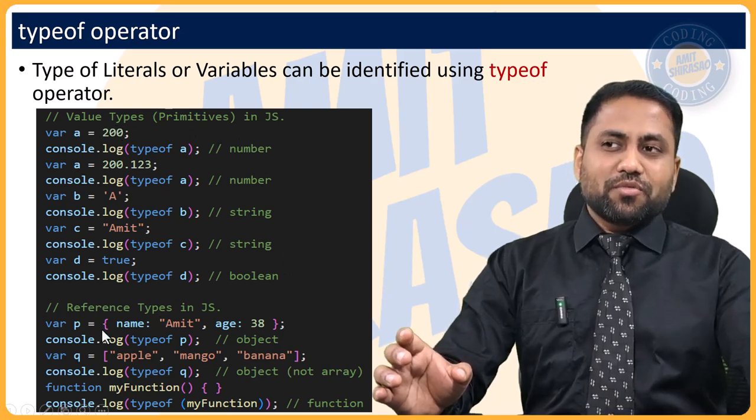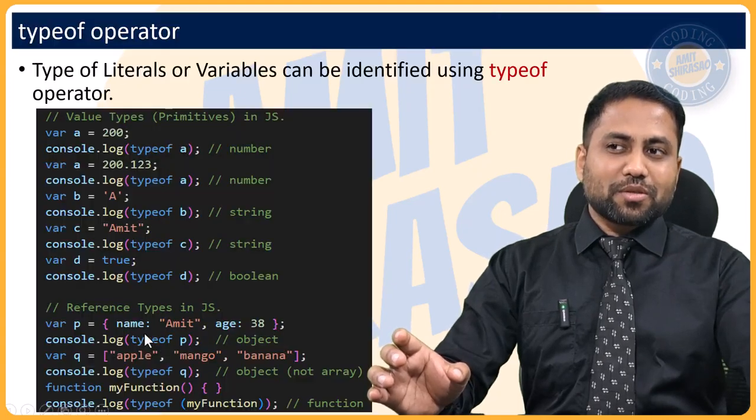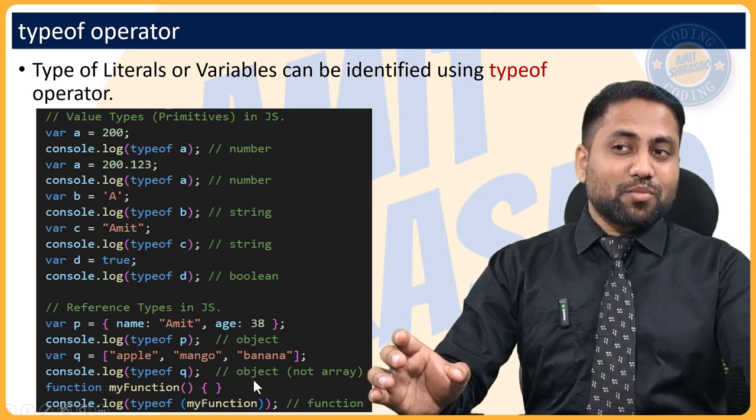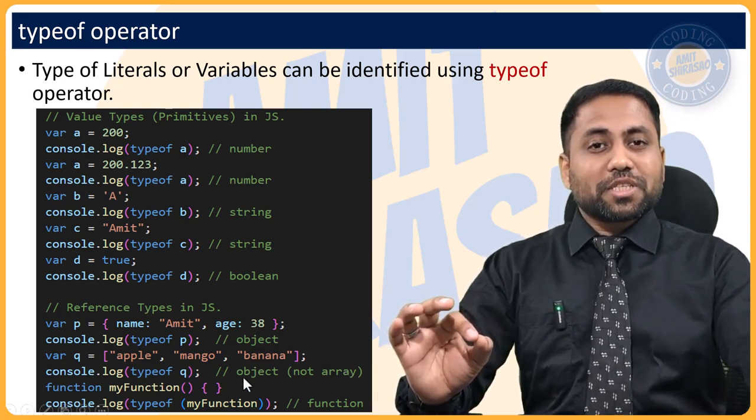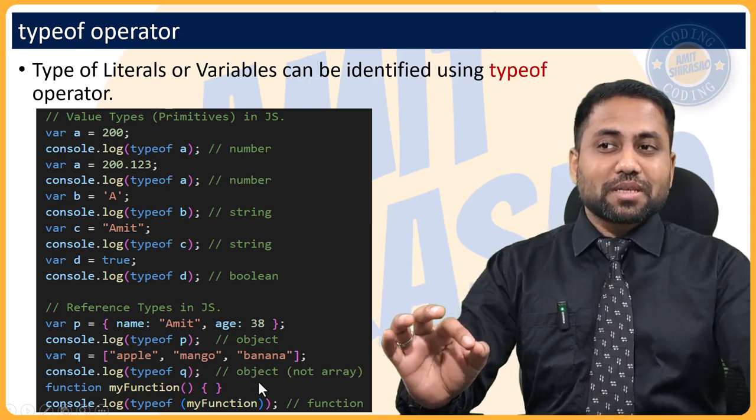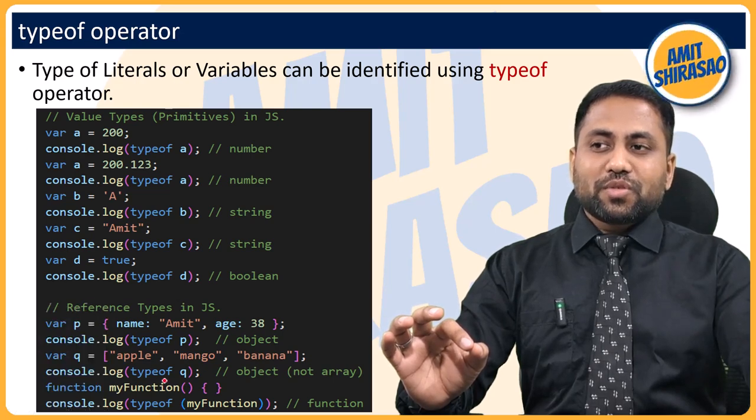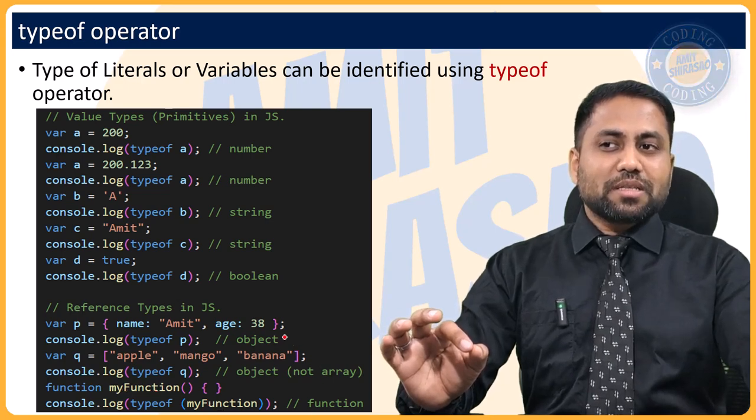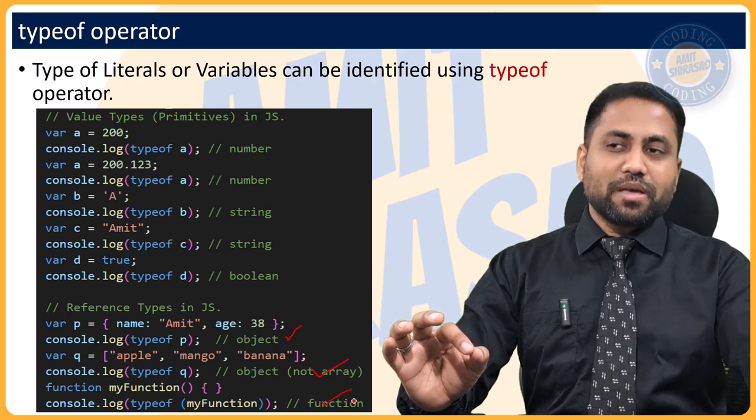Now reference data types. If you assign something in curly braces, this is called an object. Then if you assign an array like this, the data type is also object, it is not array, because in JavaScript arrays are nothing but objects. Always remember this. Then if you check the type of a function, it is function. So these are the reference types: object, array which is also an object, and function.